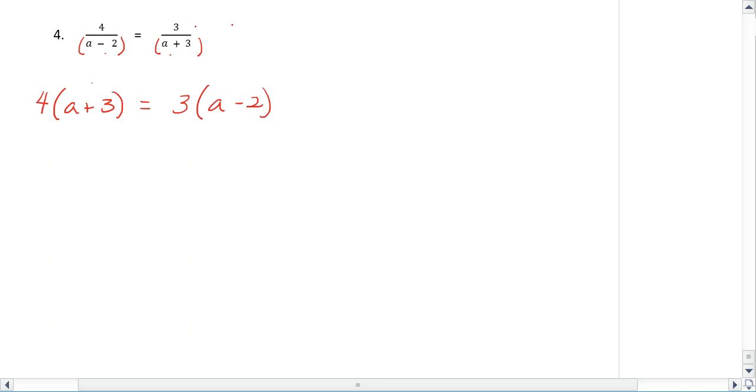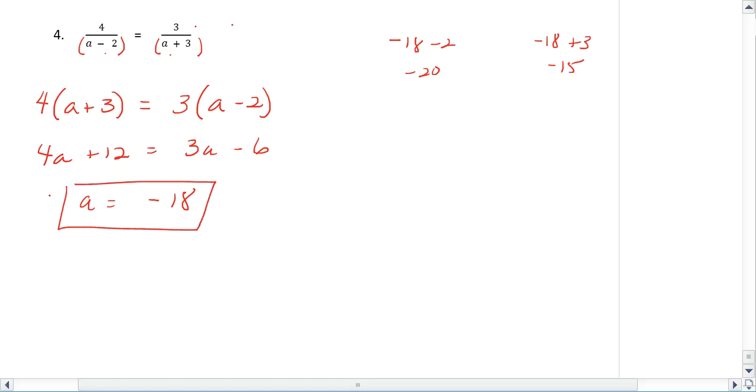So it really is the same strategy, but I just wanted you to be able to think of it both ways. Again, distribute and solve. Get the a's together, get the numbers together, and a is a negative 18. Just quickly checking that in the denominators. Negative 18 minus 2 is negative 20, so that denominator is fine. Negative 18 plus 3, negative 15. Again, that denominator is fine. So this answer checks out perfectly.